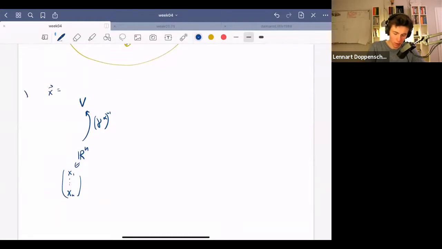So gamma alpha inverse of x1 to xn just has to find the combination with these coefficients, but that's not hard. You just write x1 in front of alpha 1, and you build the linear combination with the coefficients x1 to xn. And this is going to be an element in V. So this is going back. You just assemble the n-tuple into a vector.